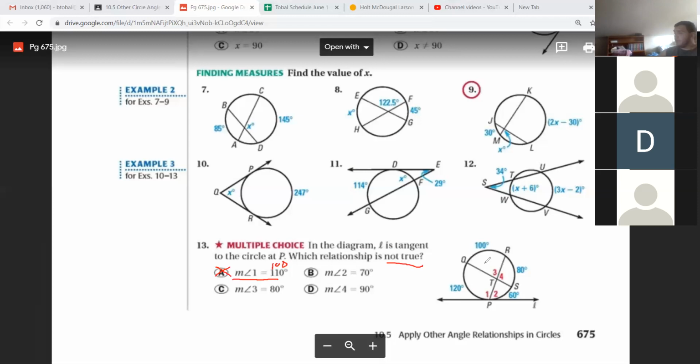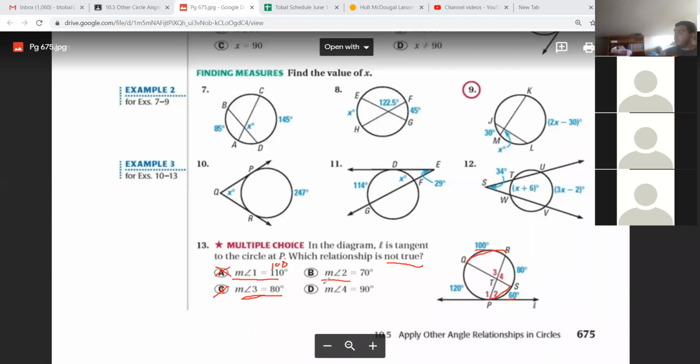So let's talk about number 3. Ethan, you got the number. Number 3 is going to be the average of the 2 opposite arcs. So it should be the average between 100 and 60. The average between 100 and 60, 160 divided by 2, is 80. Number 3 should be 80. So that checks off. So this is not false.